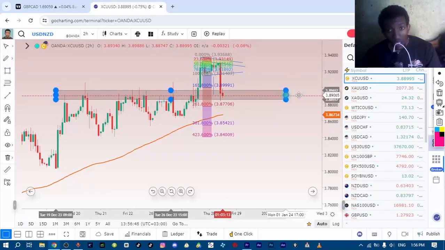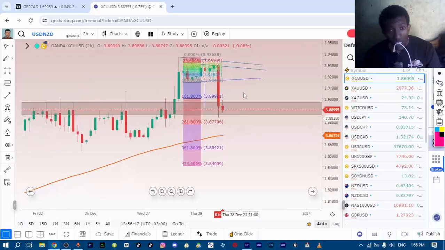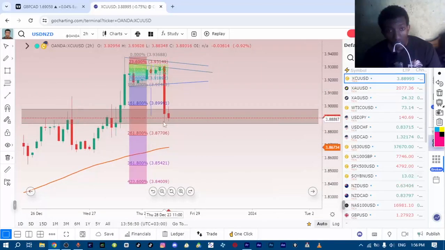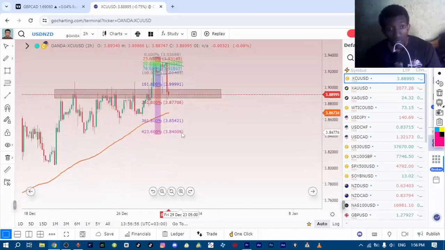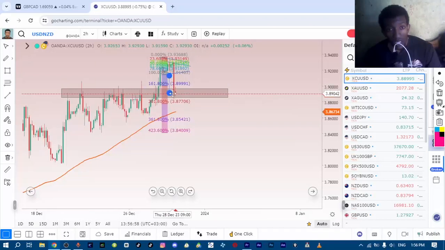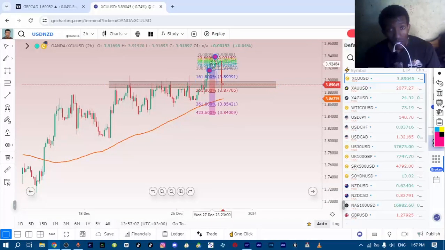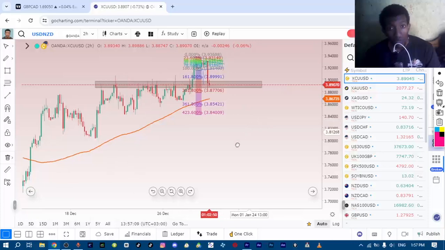Now this is a huge demand zone, so getting out of the trade right here, taking 70% of your profit, is the smartest thing to do, because the price mostly does some kind of break and retest, and it would continue moving up. After breaking this one, retesting, and moving up.